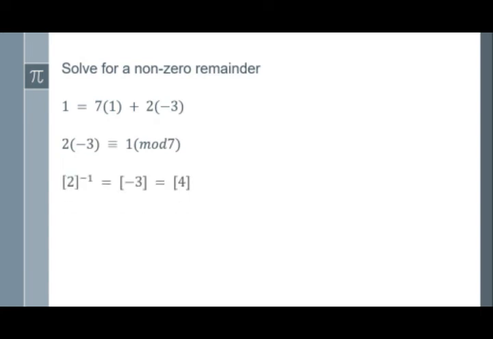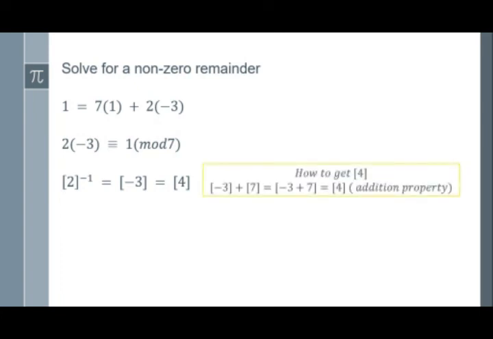The inverse of the congruence class of 2 is equal to the congruence class of -3, which is equal to the congruence class of 4. And this is how we get the congruence class of 4: we take the congruence class of -3, which is the inverse of the congruence class of 2, add it with the congruence class of 7 from modulo 7, and we get the congruence class of 4 by the addition property. Then we use this equation: the congruence class of x is equal to the inverse of the congruence class of A times the congruence class of B.